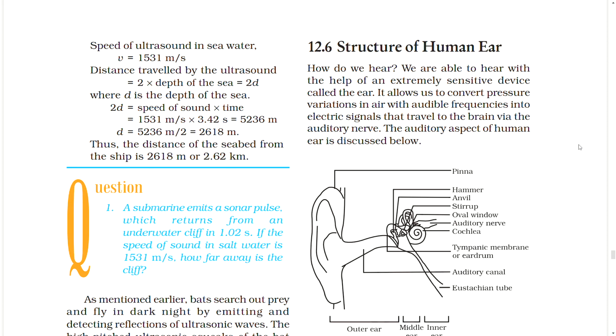Structure of the human ear. How do we hear? We are able to hear with the help of an extremely sensitive device called the ear. It allows us to convert pressure variations in air with audible frequencies into electronic signals that travel to the brain via the auditory nerve. The auditory aspects of the human ear are discussed below.